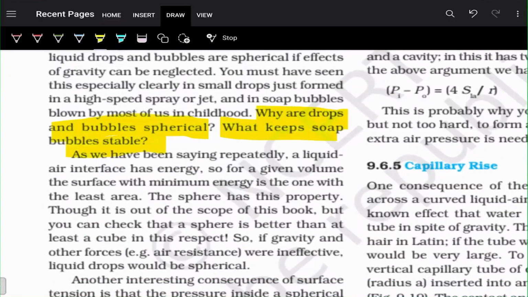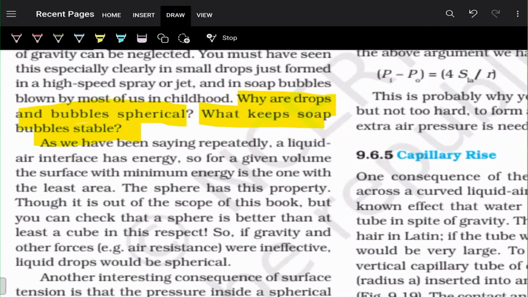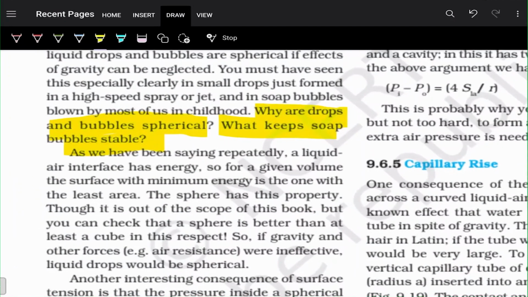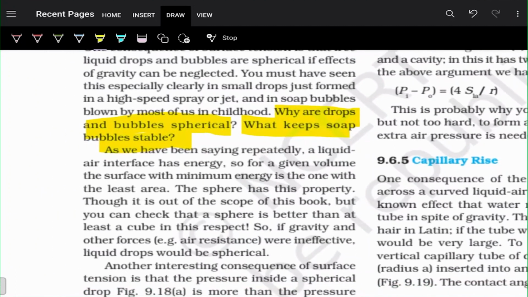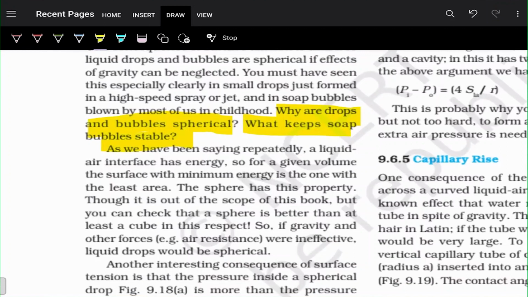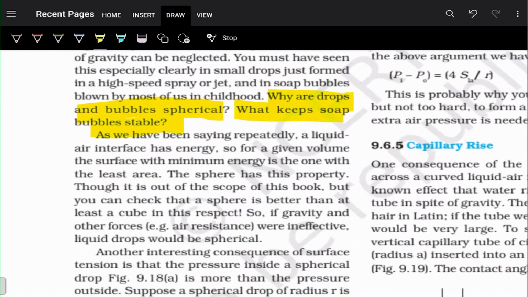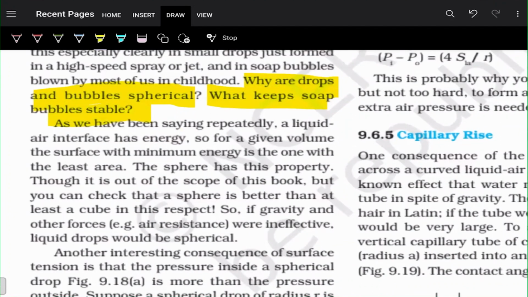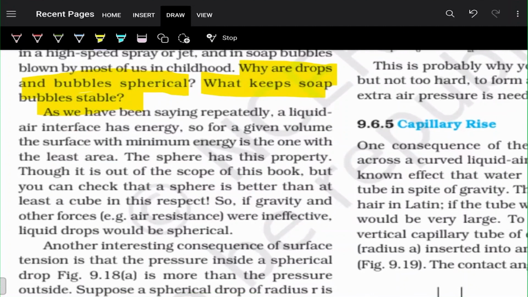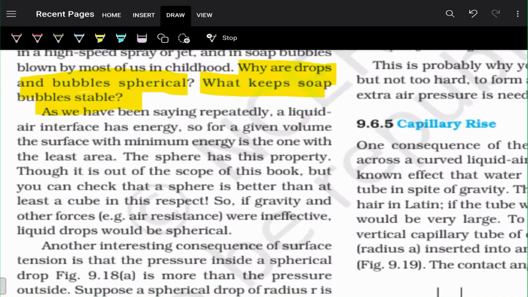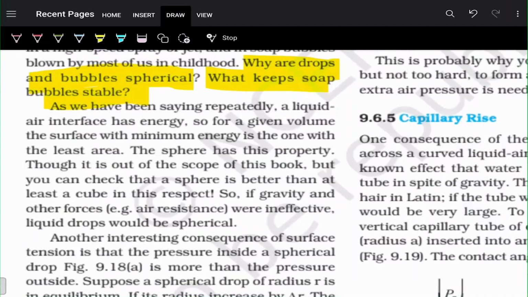Simple ചോദ്യമല്ലേ. Why are drops and bubbles spherical? എന്തുകൊണ്ടാണ് ഡ്രോപ്സും ബബിൾസും സ്ഫെറിക്കൽ ഷേപ്പിലുള്ളത്? പിന്നെ സോപ്പ് ബബിൾസ് എങ്ങനെയാണ് സ്റ്റേബിൾ ആയിട്ട് നിൽക്കുന്നത്? As we have been saying repeatedly, a liquid air interface has energy. Correct? So for a given volume, the surface with minimum energy is the one with the least area. അതായത് മിനിമം എനർജി എന്ന് പറയുമ്പോൾ ലീസ്റ്റ് ഏരിയ. The sphere has this property.